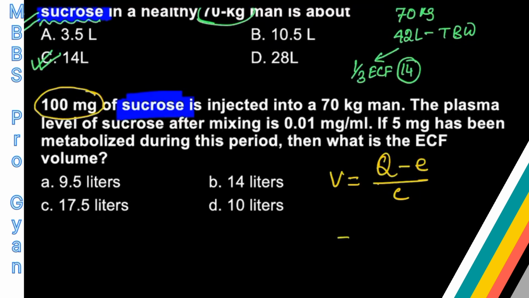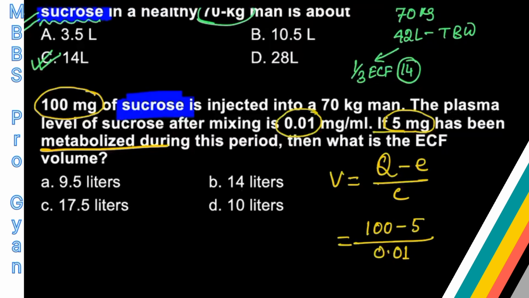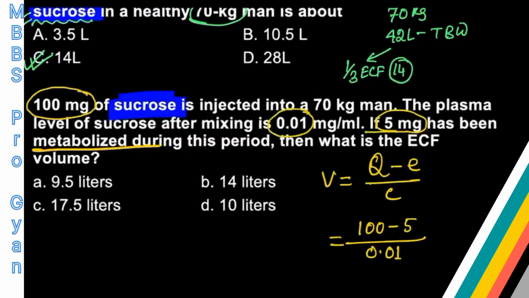So how much substance are you injecting here? 100 milligram of substance you have injected. So Q is 100. Then 5 milligram of substance has been metabolized during this period. So E is equal to 5. So 100 minus 5 upon, what is the final concentration? That is 0.01.